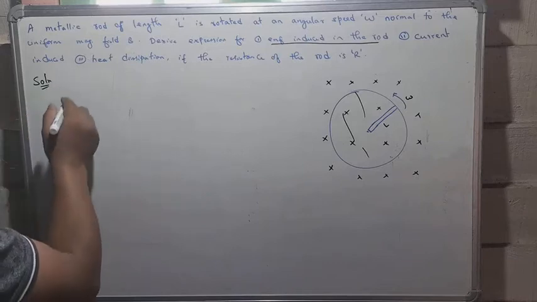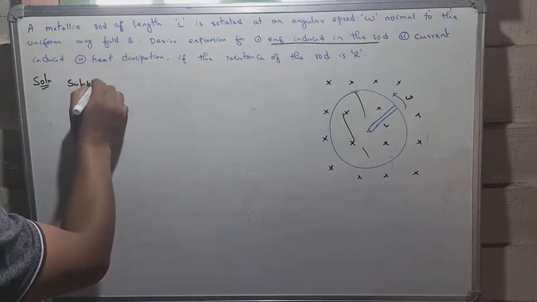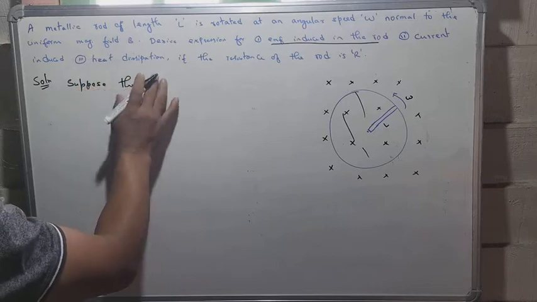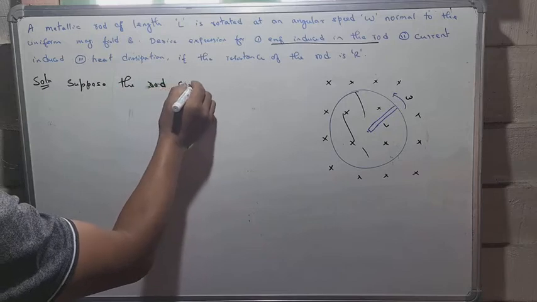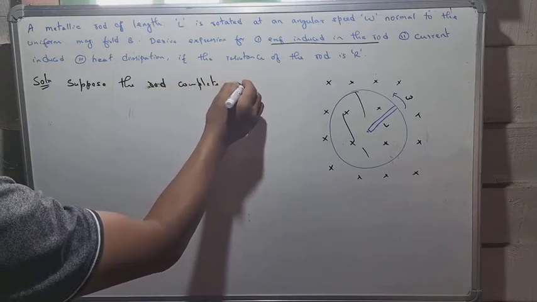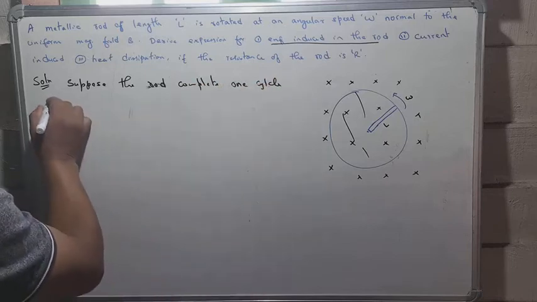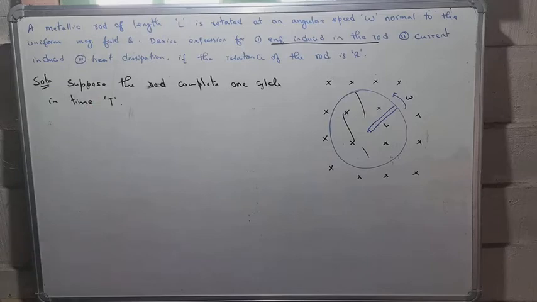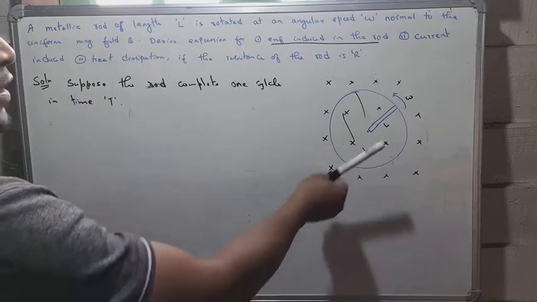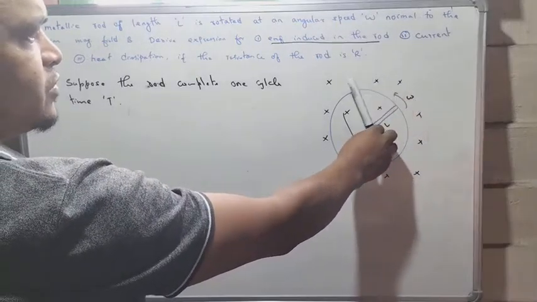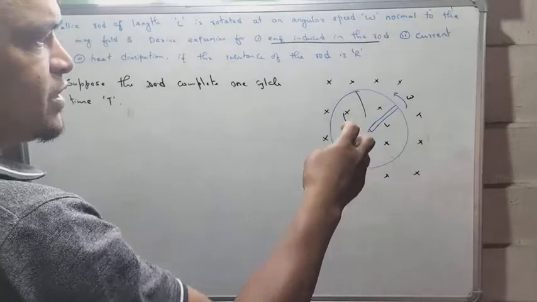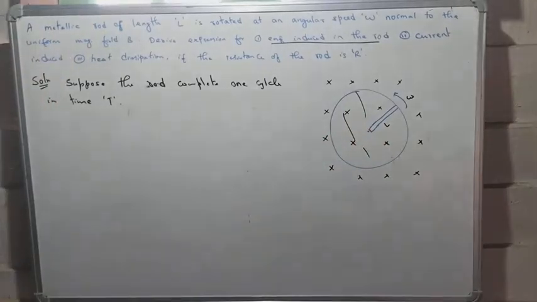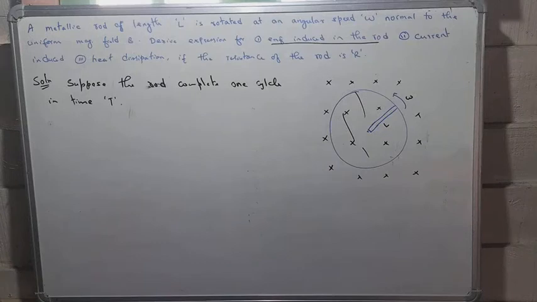So the solution here is, suppose the rod completes one cycle in time, let's say capital T, which is the time period. So look here, as the rod is rotating in this case, what happens? The magnetic flux which is linking with this rod will change. So due to the change in magnetic flux, we have an induced EMF as well as induced current.